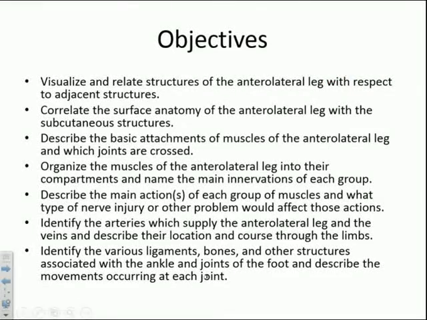Our objectives today are looking at the structures of the anterolateral leg with respect to adjacent structures, talking a little bit about the surface anatomy, particularly of some of the tendons that we'll see and feel crossing the ankle joint, describing the basic muscular attachments within the anterolateral leg, compartmentalizing these muscles and describing their innervation, looking at the main activity of the muscles and what effect different nerve injuries might have, describing the vasculature, and as said, we're going to be looking at the ankle joint as well as some intrinsic joints within the foot to describe the motions that occur there.